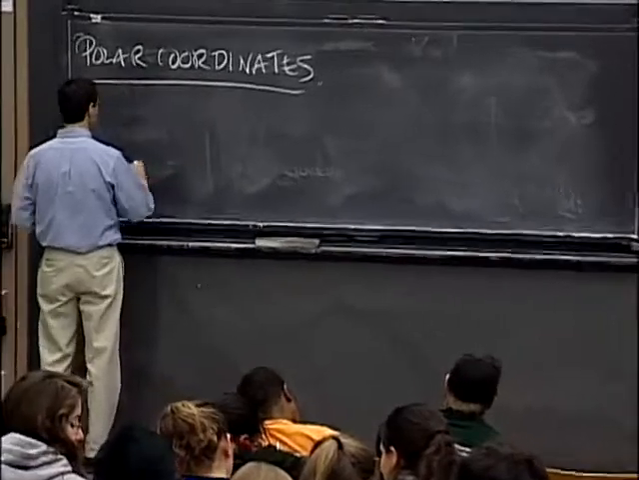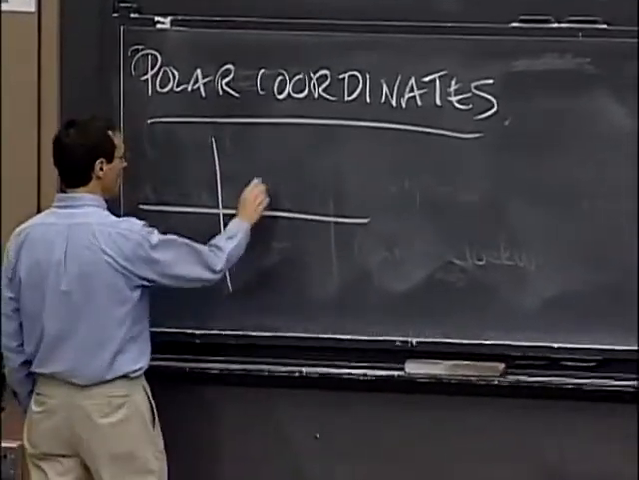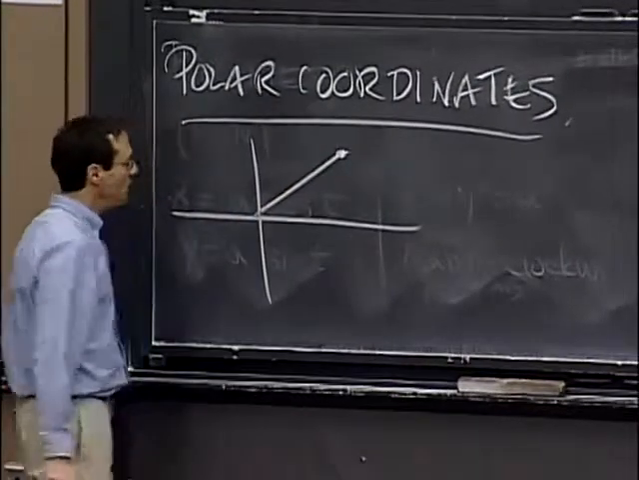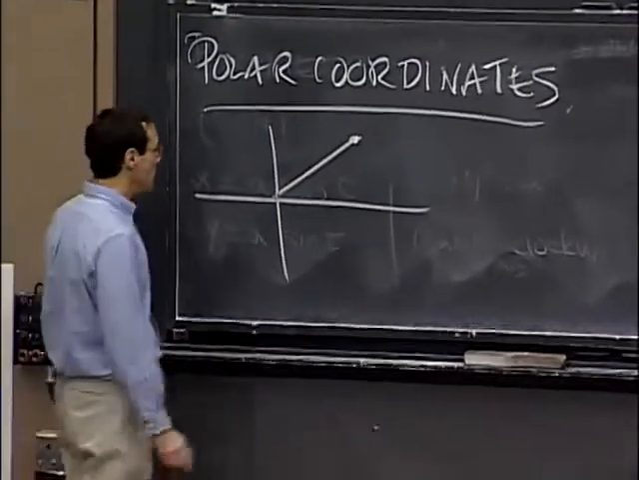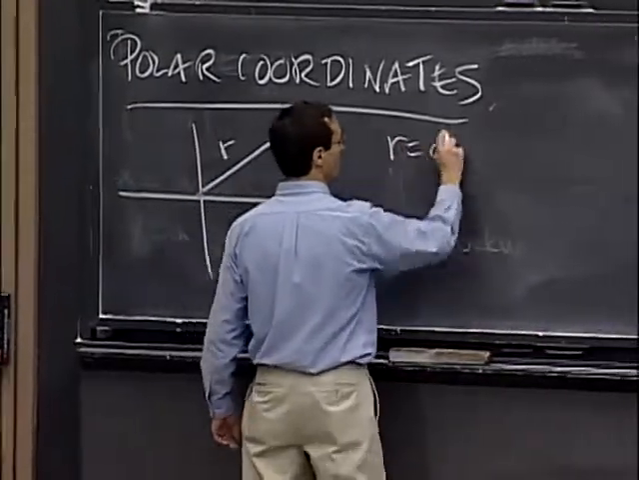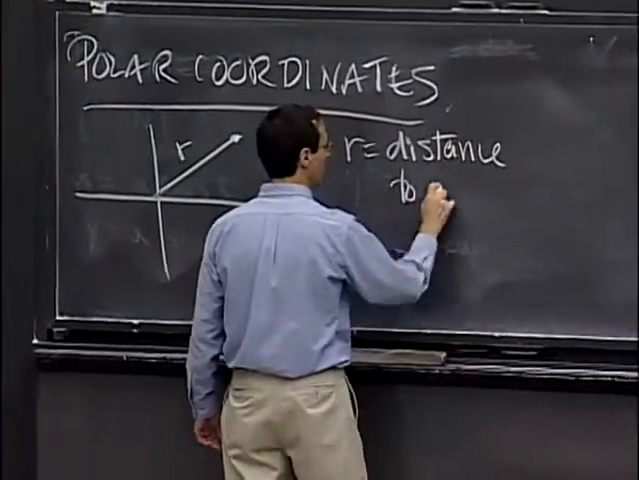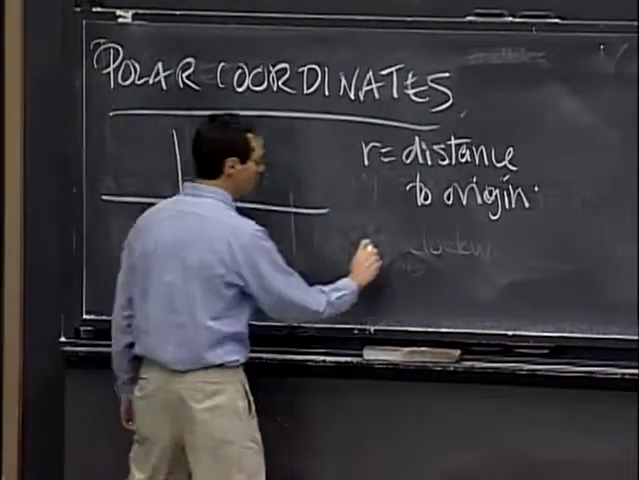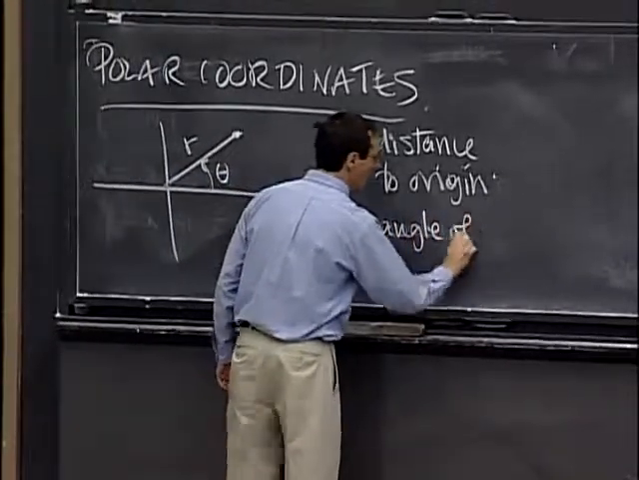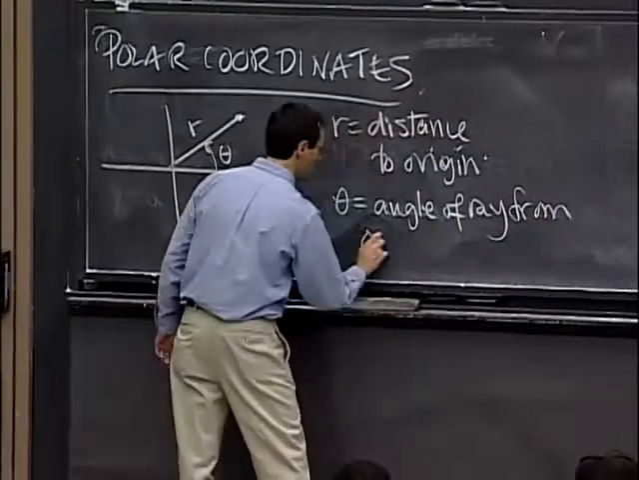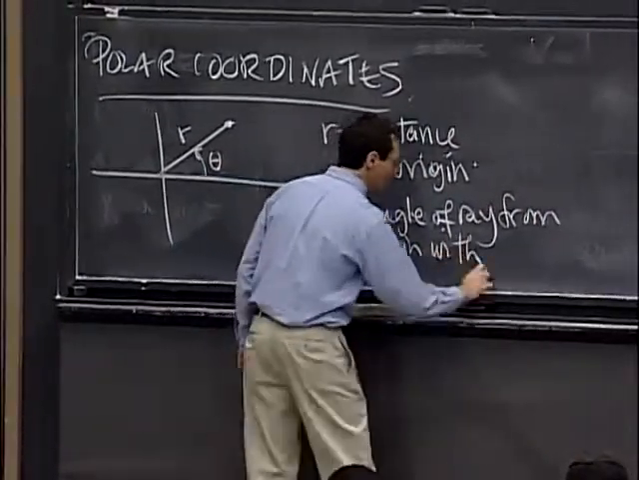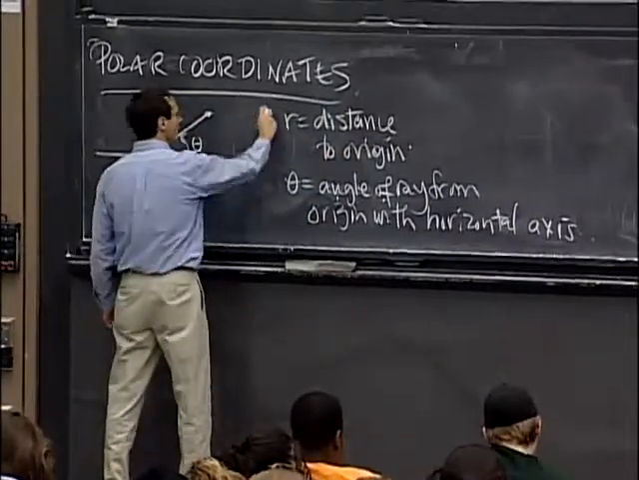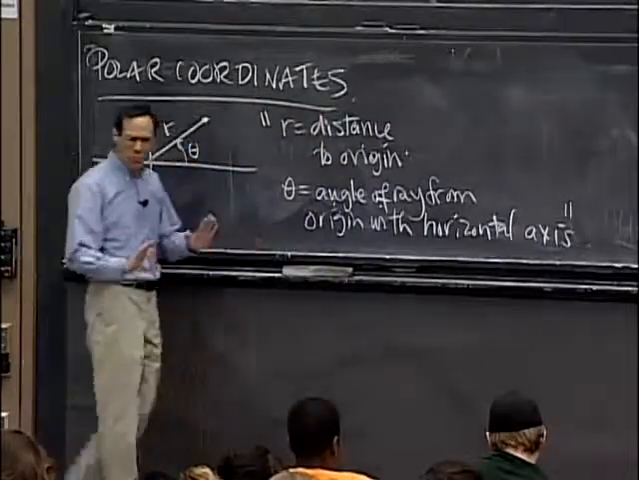Which are set up in the following way. It's a way of describing the points in the plane. Here's a point in the plane, and here's what we think of as the usual xy axes. And now this point is going to be described by a different pair of coordinates, different pair of numbers, namely the distance to the origin, and the second parameter here, second number here, is this angle theta, which is the angle of the ray from the origin with the horizontal axis. So that's what it is in language, and you should put this in quotation marks because it's not a perfect match.